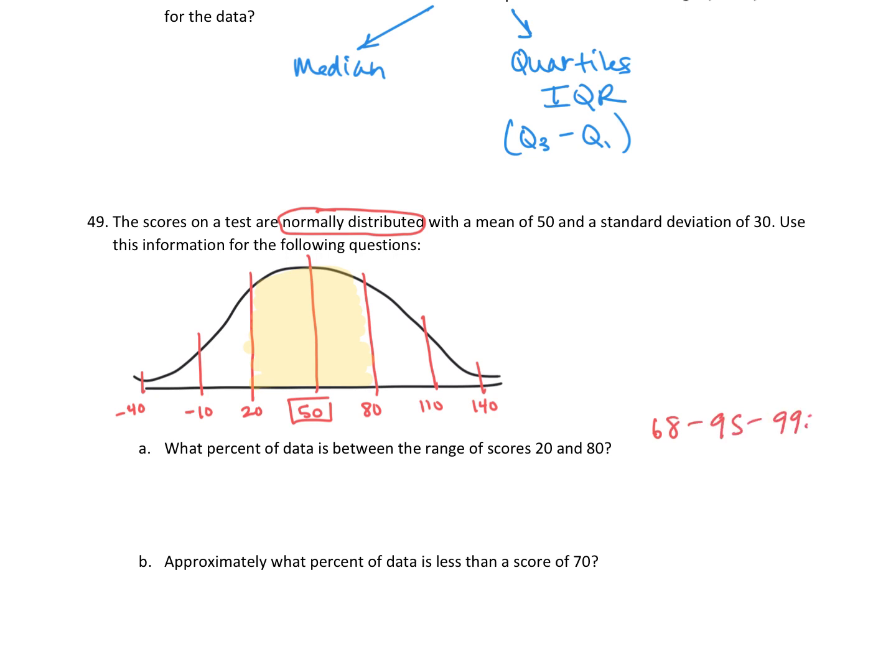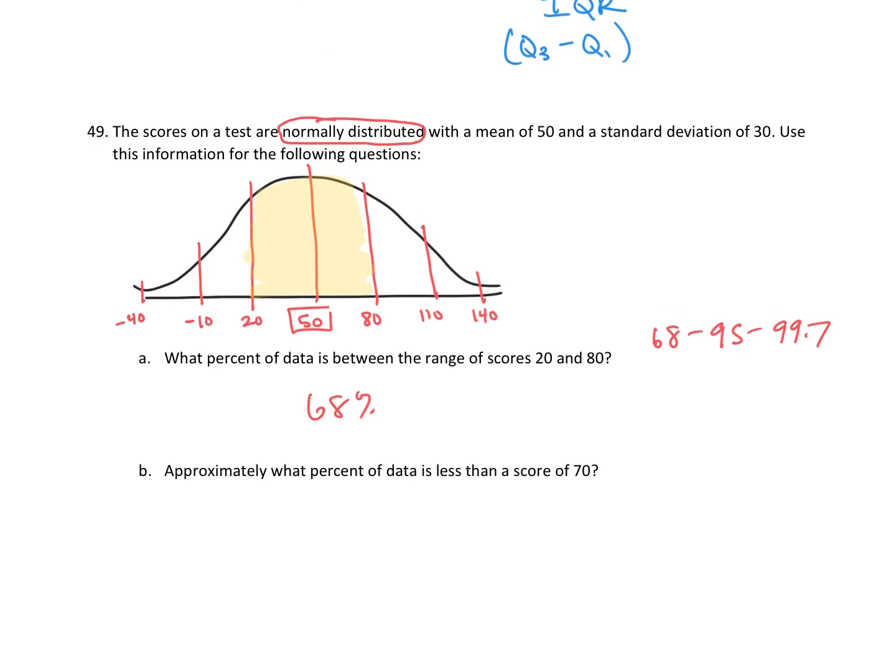95, 99.7 rule. So 68% of the data will fall within 1 standard deviation of the mean. 95% of the data will fall within 2 standard deviations, so from negative 10 to 110. 99.7% of the data will fall within 3 standard deviations of the mean. So because from 20 to 80 is within 1 standard deviation of the mean, that is 68%.